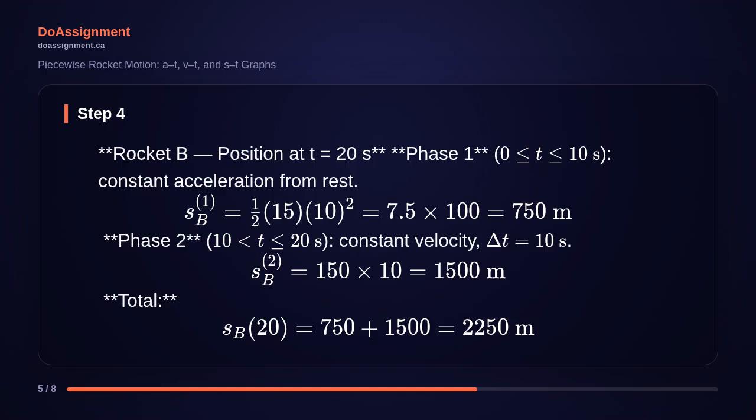For Rocket B, Phase 1 gives 1/2 times 15 times 10 squared, which is 750 meters. Phase 2 is 150 meters per second times 10 seconds, which is 1,500 meters. Adding them together, Rocket B is 2,250 meters above the launch point at 20 seconds.